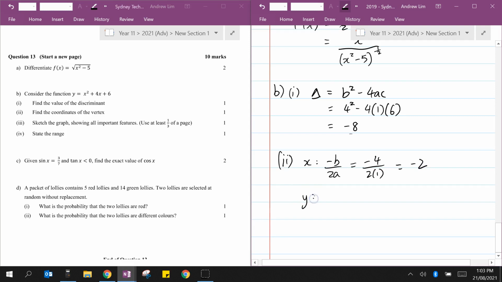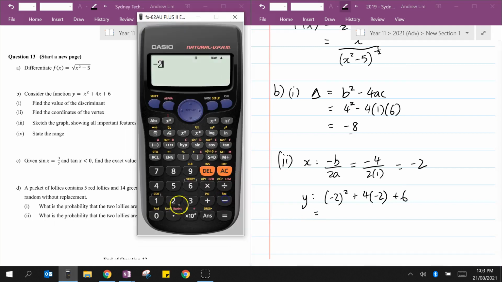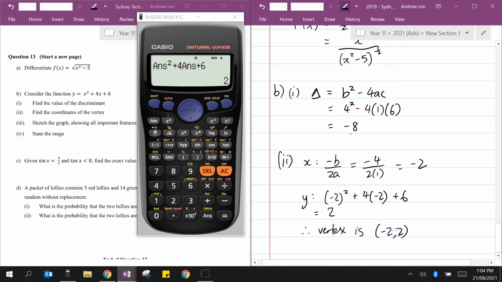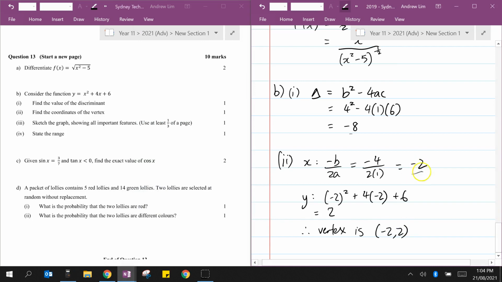And the y-coordinate, we're going to sub that in. So we've got minus 2 squared plus 4 times minus 2 plus 6. Which is 2. So therefore the vertex is minus 2, 2. Okay, here's our x, here's our y. Minus 2, 2.